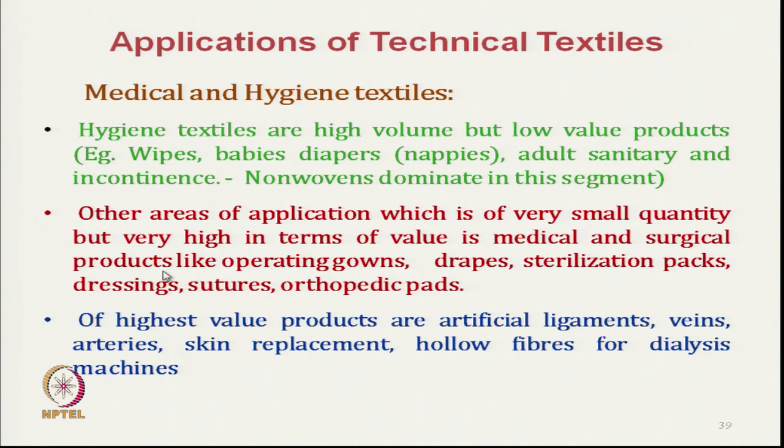There is another area where the products are highly specialized and very expensive. The highest value products are artificial ligaments, veins, arteries, skin replacement. So, these are the areas where technical textile products are used for these specific applications.